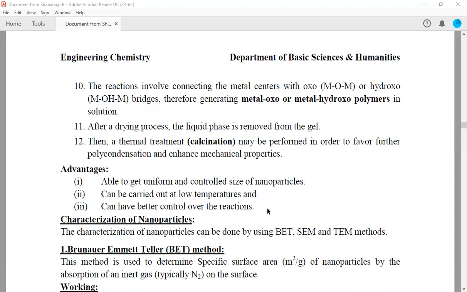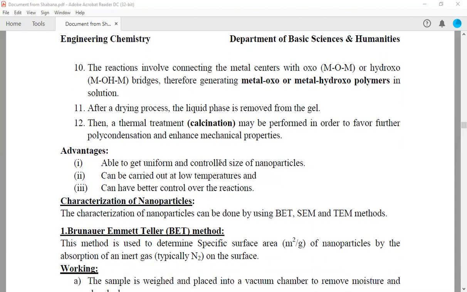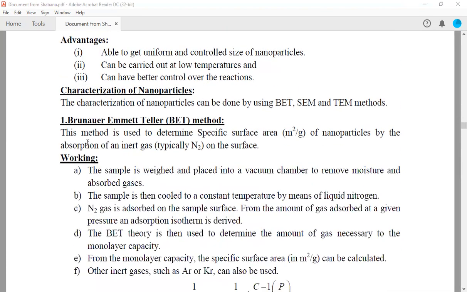The characterization of nanoparticles can be done using three types of methods. They are the BET method, the SEM method, and the TEM method. Coming to the first one, the BET method. BET stands for the Brunauer-Emmett-Teller method. This method is used to determine the specific surface area of the nanoparticle by adsorption of an inert gas on the surface.